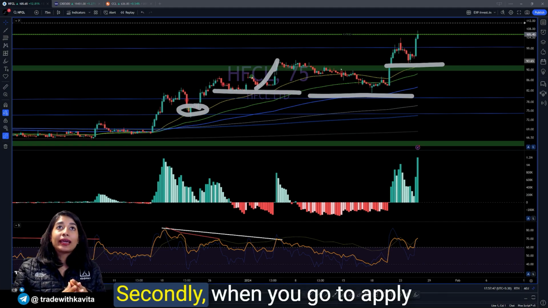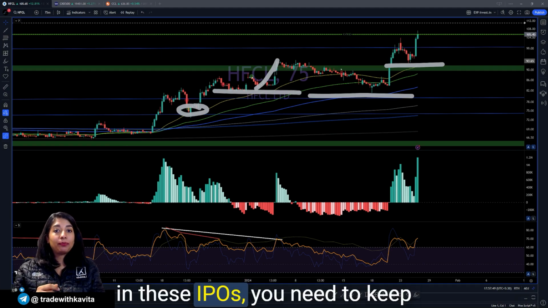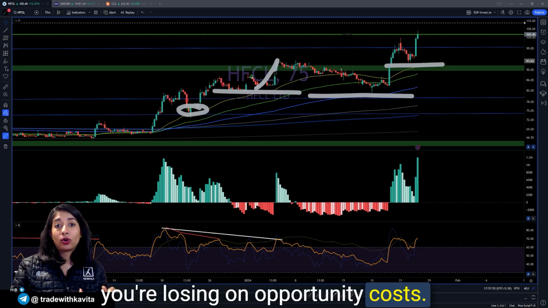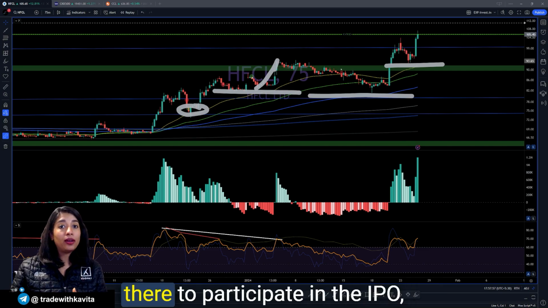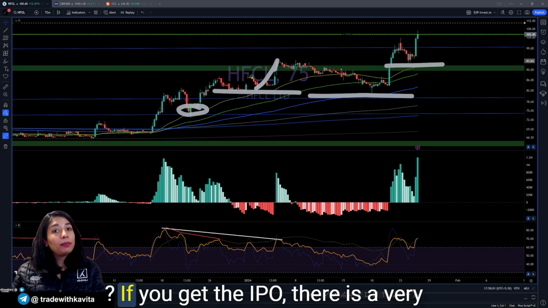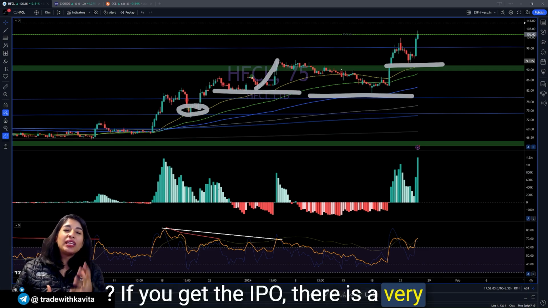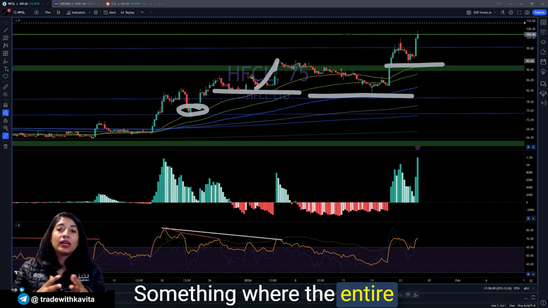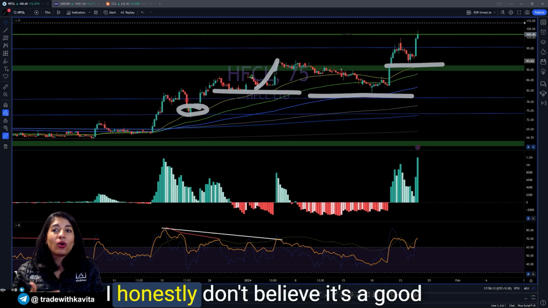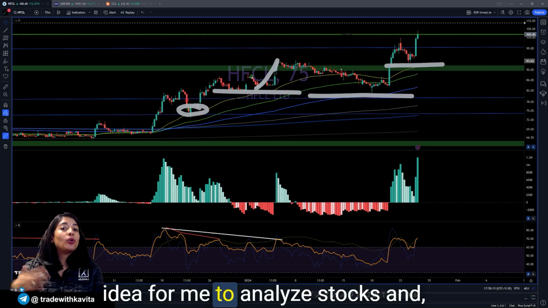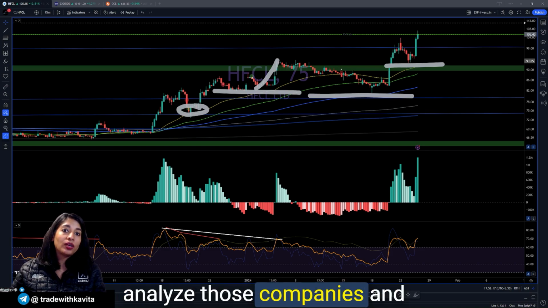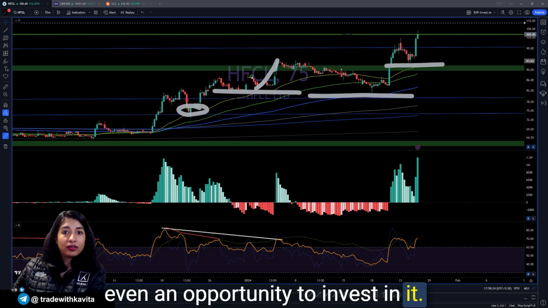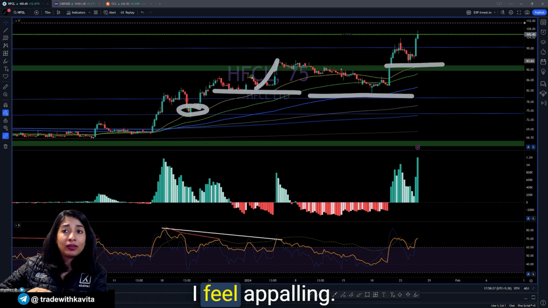Secondly, when you go to apply in these IPOs, you need to keep your capital trapped, which means you're losing on opportunity cost. You're already incurring a cost there to participate in the IPO. Even if you get the IPO, there is statistically a very low chance that you're going to make money. The entire setup is not in your favor. I honestly don't believe it's a good idea for me to analyze stocks and analyze those companies and then incur opportunity cost for even an opportunity to invest in it. Absolutely everything about an IPO I feel appalling.